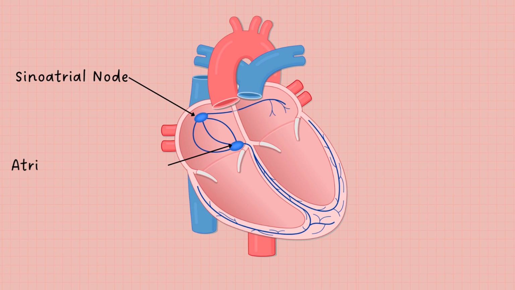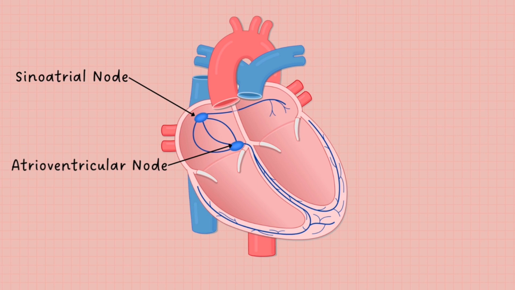The next component is the atrioventricular node, or AV node. This AV node is located on the other side of the right atrium near the AV valve. The AV node serves as the gateway to the ventricle. It delays the passage of the electrical impulse to the ventricle. This delay ensures that the atria have ejected all the blood into the ventricle before the ventricle contracts.